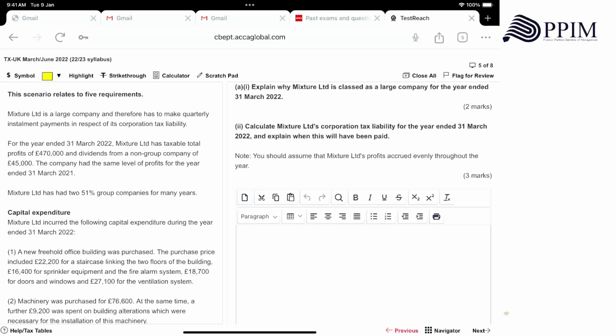That's the taxable total profit, per year, 1.56 million, for the year ended March. That is the answer: we should support why they are a large company.